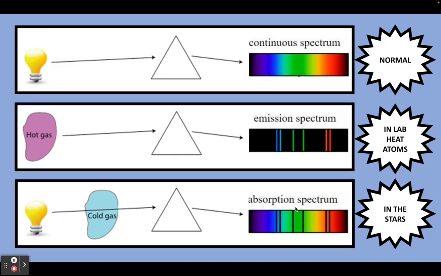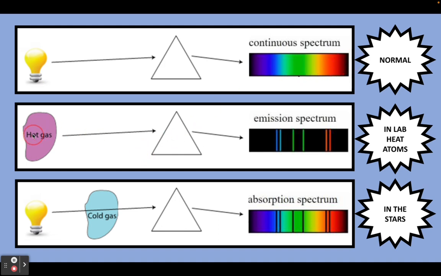And so here's the example again. So here's what you would see from natural light or from a light bulb. So you have a light bulb giving off all the wavelengths of light. Those wavelengths of light pass through the prism and you get this rainbow, this continuous spectrum. There's no gaps. It's all rainbow all together.